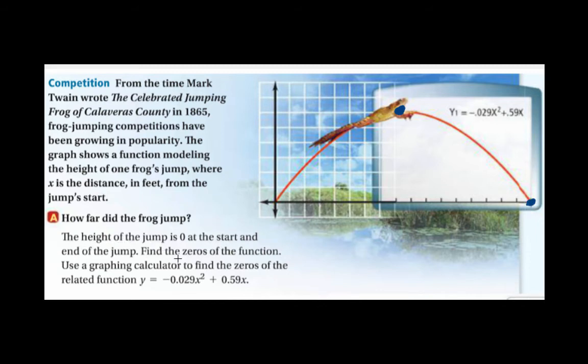The height of the jump is 0, okay, at the start and into the jump. So this frog starts off here where I'm coloring this blue dot. It jumps in the air, it's in the air, it's in the air, and boom, right here, it's back on the ground. So our graph here, the two variables in this are the distance and the height. So this is the distance and this is the height.